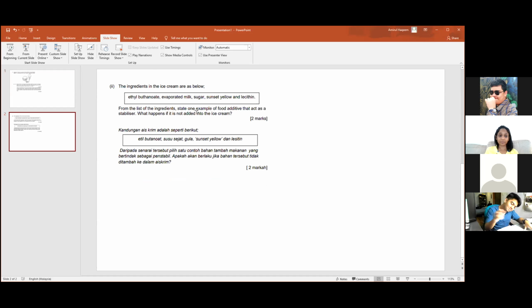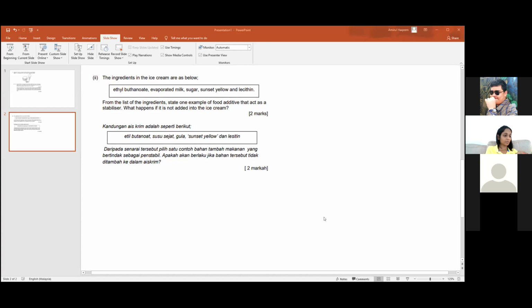The ingredients in the ice cream are ethyl butanoate, evaporated milk, sugar, sunset yellow, and lecithin. From the list of ingredients, state one example of a food additive that acts as a stabilizer, and what happens if it is not added into the ice cream. The answer is lecithin, because ethyl butanoate is for flavoring, sugar is for preservative, and sunset yellow is for coloring.